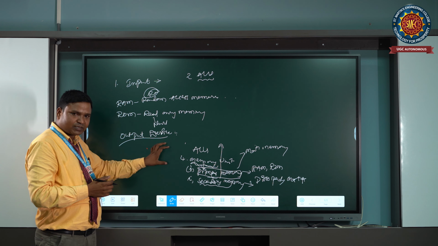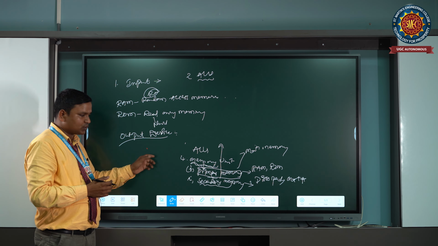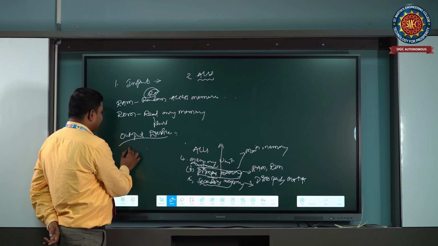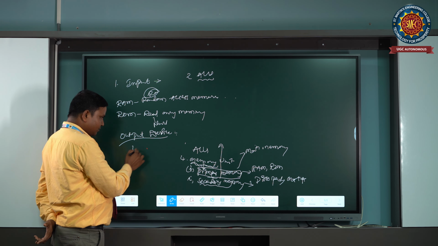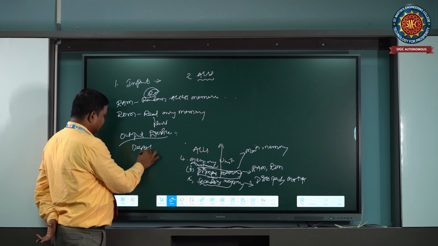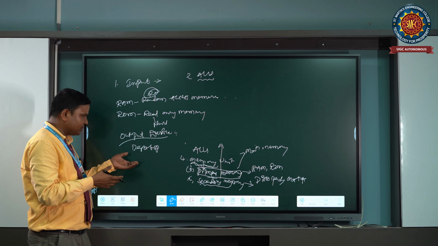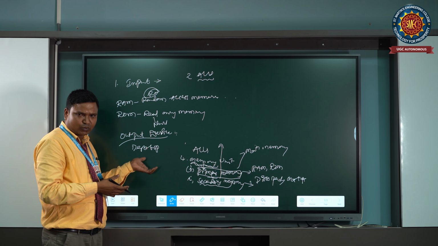Memory and registers are alike: in the registers we can store data temporarily, and in the memory we can store it permanently. So now, output is nothing but the output device, like a desktop or any system, whatever it may be. So these are the output devices.